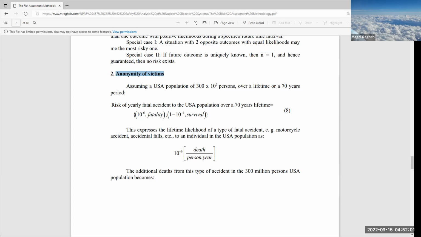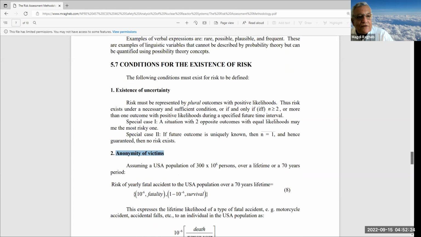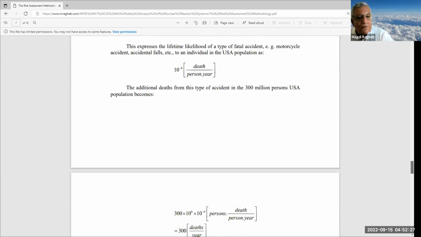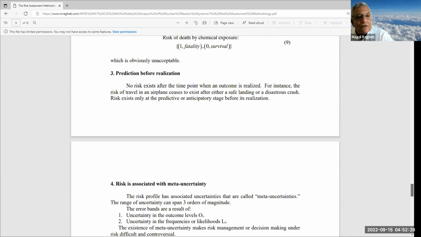All right. So in that case, we'll have to cover a chapter on ethics and professionalism, because again, in the risk assessment, you'll find that ethics come as an important part. So let us remember then that risk is always associated with uncertainty. It is always anonymous. And in that case, it is considered as a risk. So the uncertainty, the anonymity of the victims, and the third condition, you have to predict it before realization. Once the risk occurs, it is an accident. It is not risk anymore.